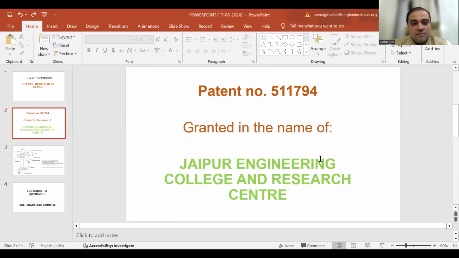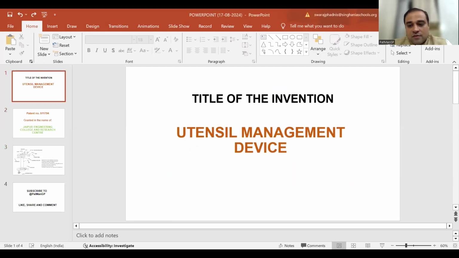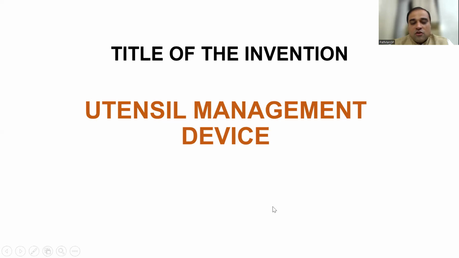Without wasting any further time, I'll just present my screen. So, ladies and gentlemen, today's invention has a title which reads as follows: Utensil Management Device. Now, this is an invention for which a patent has already been granted by the Indian Patent Office. The credentials of this granted patent are on the next slide.